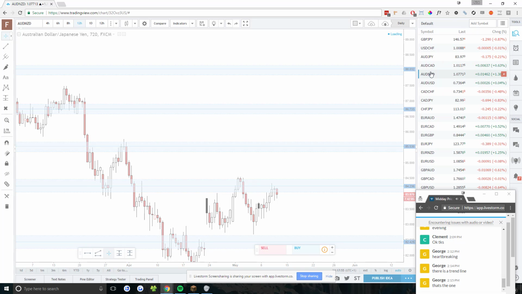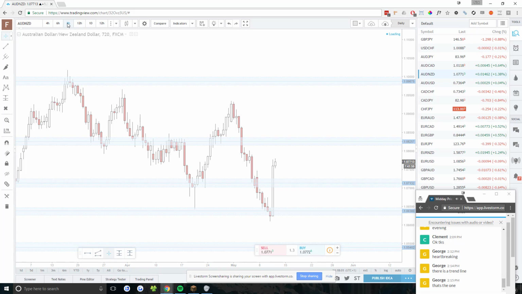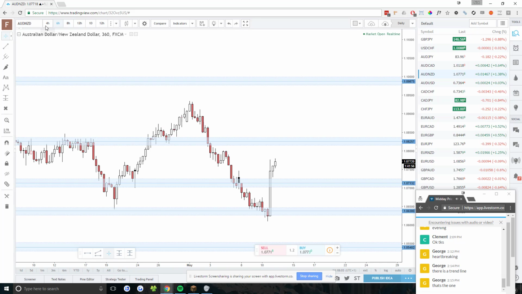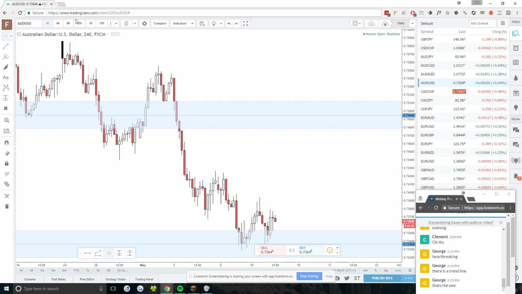All right, AUD New Zealand. Let's see what's happening here. AUD New Zealand, that move up, quite crazy. But there's no potential trade there. AUD USD.